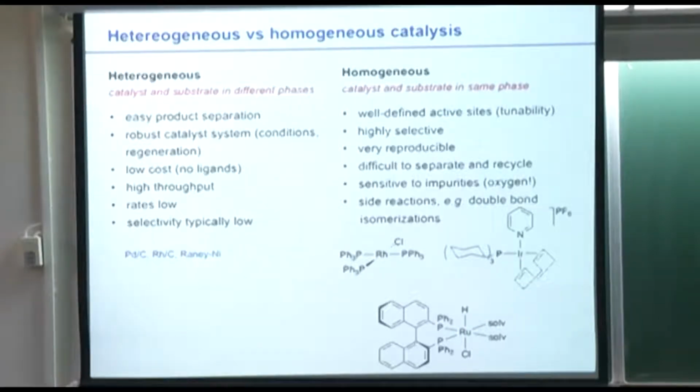Typically, costs are extremely low of heterogeneous systems because we talk about surfaces. These surfaces contain very little organic material, almost no ligands. There may be blends, there may be doping, but that's it. So the costs of making the catalyst, of using the catalyst, are fairly low. And so we can use high throughput. We can go with large quantities on those catalysts. There's a few drawbacks. One is that typically the rate is very low, the selectivity is very low, and the understanding of what's happening is extremely unpredictable.